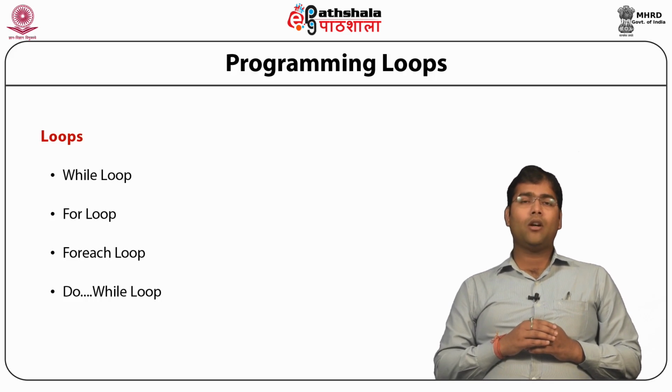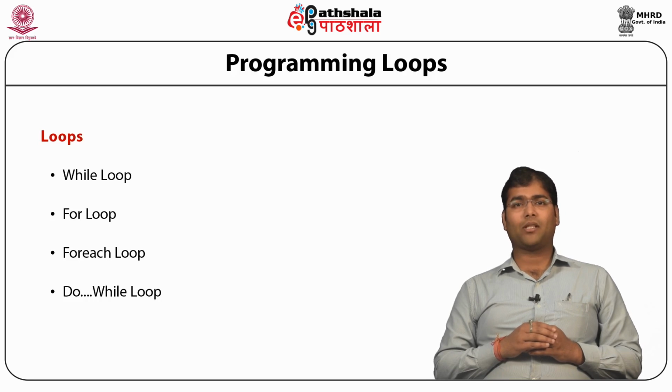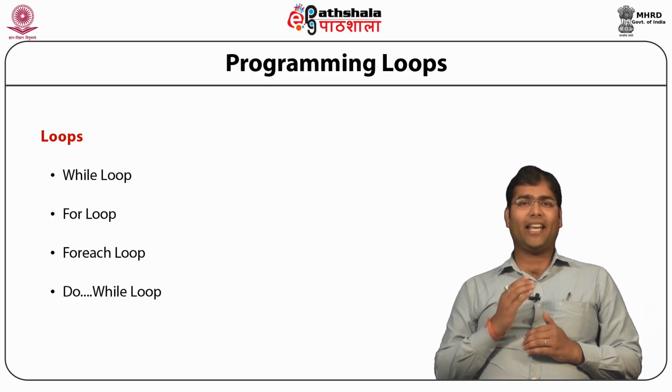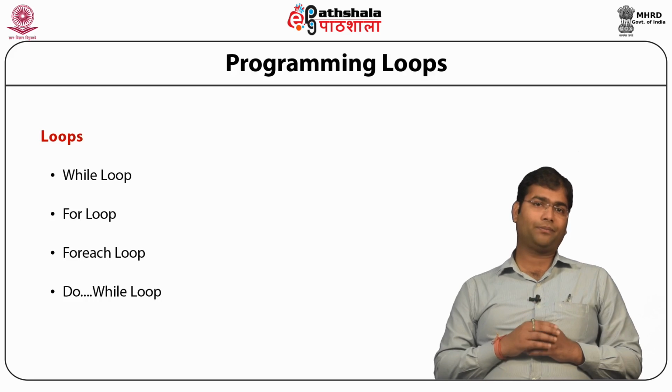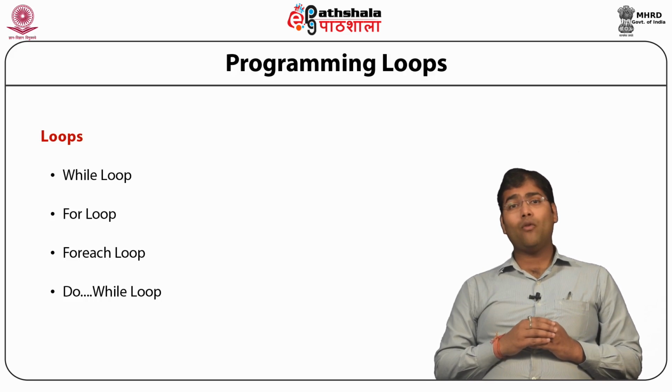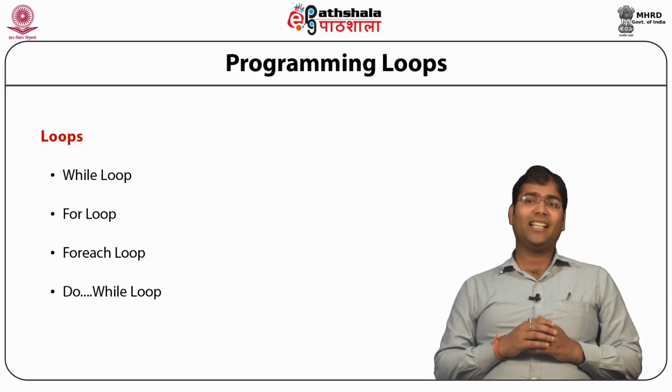For loop. A for loop executes a sequence of statements multiple times and abbreviates the code that manages the loop variable. The third loop is the foreach loop. The foreach loop iterates over a normal list value and sets the variable var to each element in the list in turn. The last loop, that is the do while loop, is like a while statement except that it tests the condition at the end of the loop body.